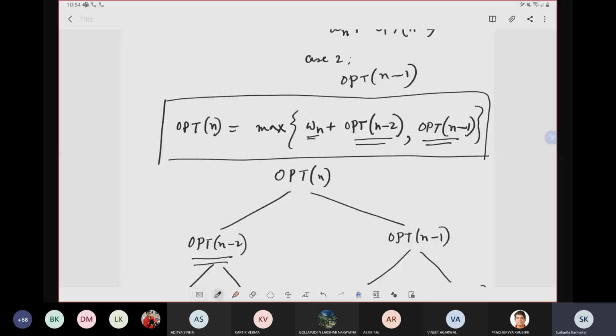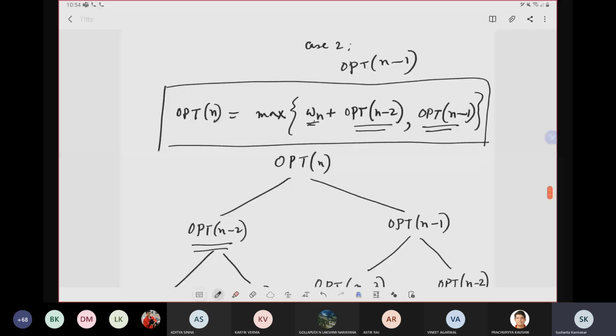And let's suppose wn plus opt-n minus 2 led you to the max value. That means wn is included in the set. So immediately you can note down that vn was included in the set. When you see that opt-n minus 1 was the cause of the maximum at any particular value of n, that means wn must have been excluded. So you do not take that in the set.